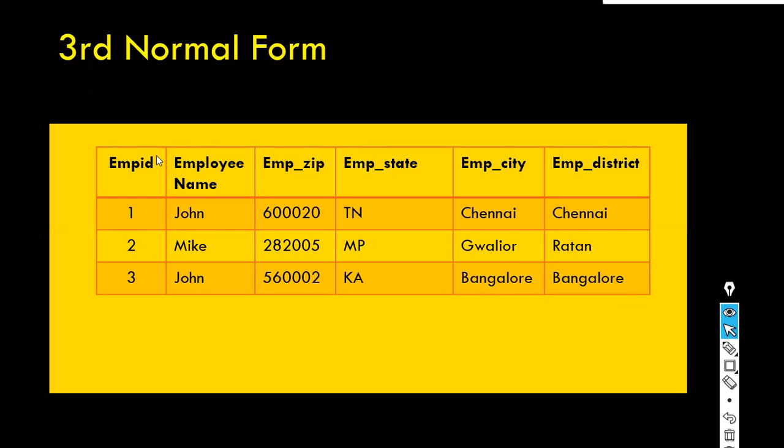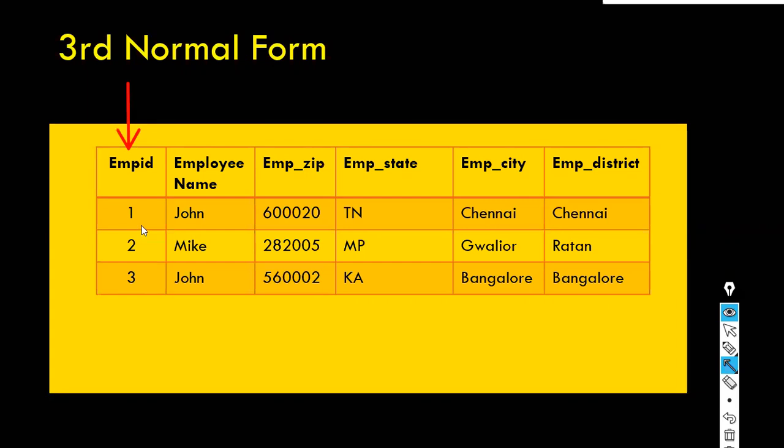Aadhaar number is an example of a primary key. Each citizen should have only one unique Aadhaar number. Your Aadhaar number should not be the same as mine. Right? So the primary key is the Aadhaar number column. The employee ID is the key column. Please remember the employee ID is the key column using which you can uniquely determine your row.